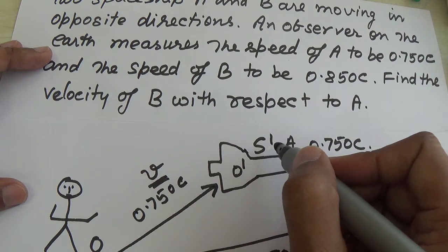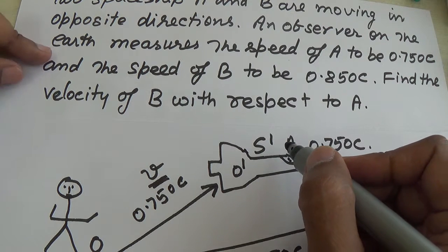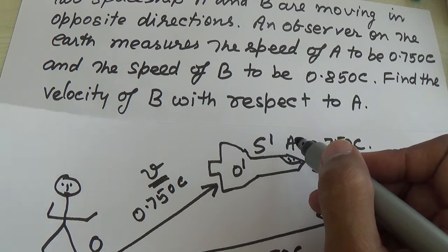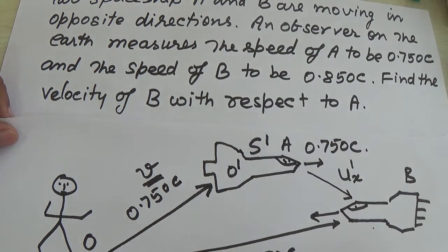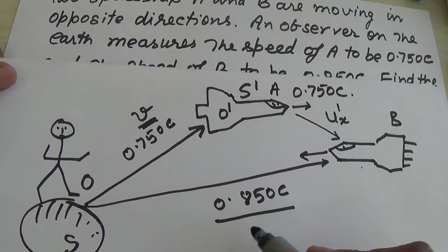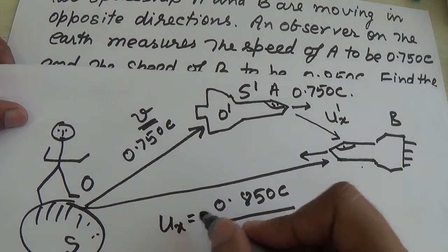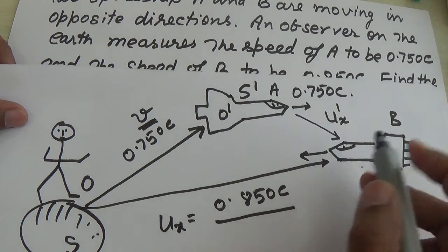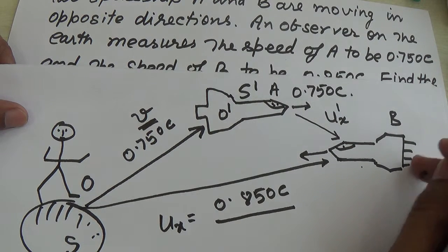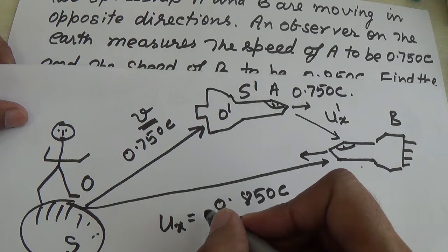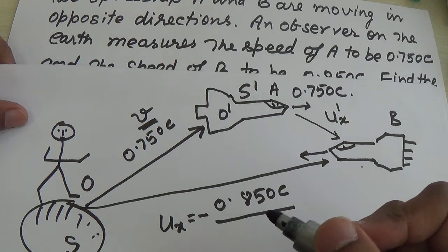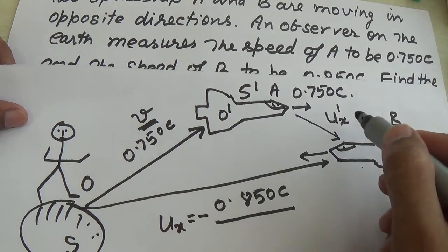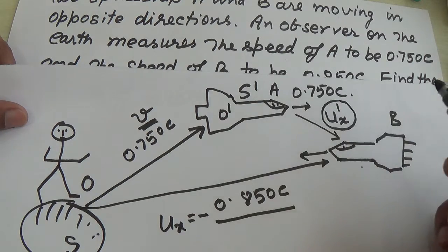If I consider this as the s prime frame, then what is this 0.850 c? Obviously this will be ux, but this ux was positive when it traveled in the forward direction. Right now it is moving in the opposite direction, so this will be treated as minus 0.850 c. So now ux is known, v is known, and one has to find out ux prime.